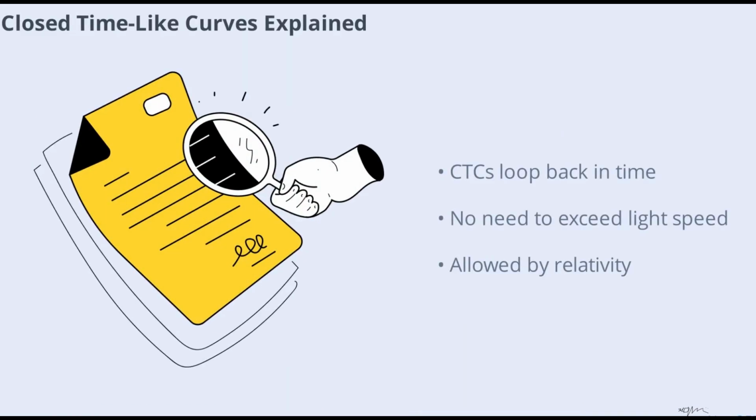The heart of paradox-free time travel are closed time-like curves, or CTCs. These are special paths in spacetime that loop back to their starting point, allowing an observer to return to their own past without ever exceeding the speed of light. In the language of general relativity, a CTC is a smooth curve whose tangent vector always remains time-like. This means that mathematically, time travel is not forbidden by the equations of physics. But how do these curves actually arise, and what keeps them from causing logical contradictions?